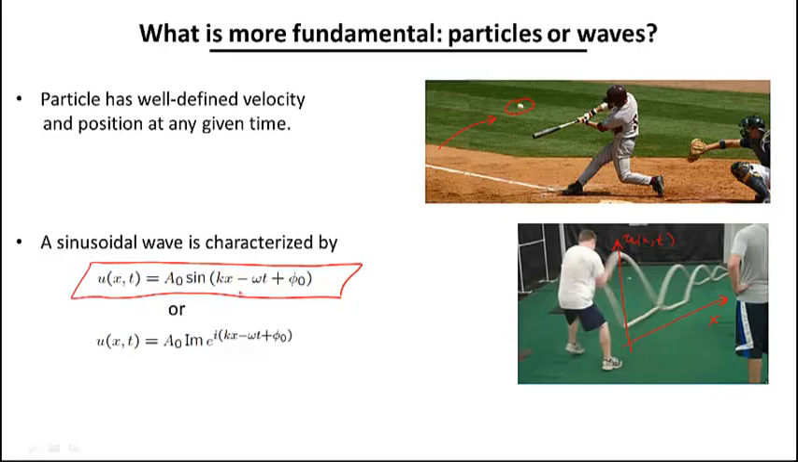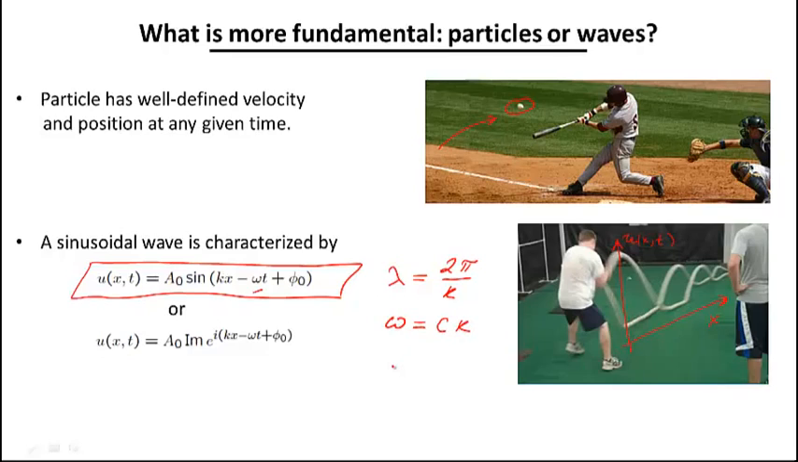Now, the relation between the wavelength and the wave vector is lambda, the wavelength, is equal to 2 pi over the wave vector k. And the relation between the frequency, omega, and the velocity of the wave: the velocity is essentially the coefficient of proportionality between omega and the wave vector k.